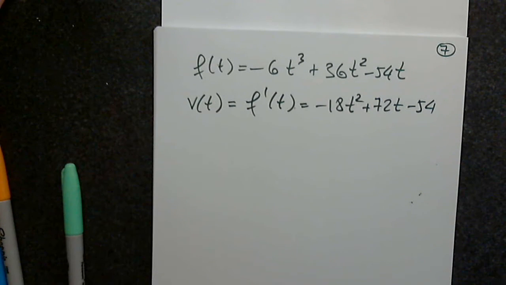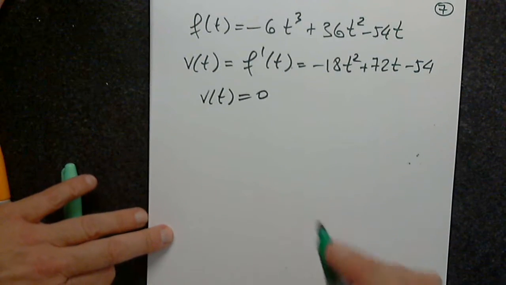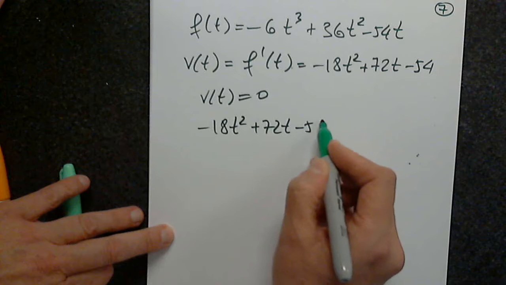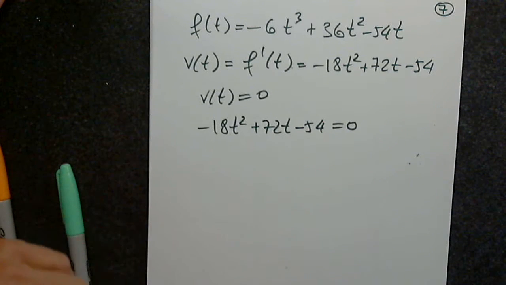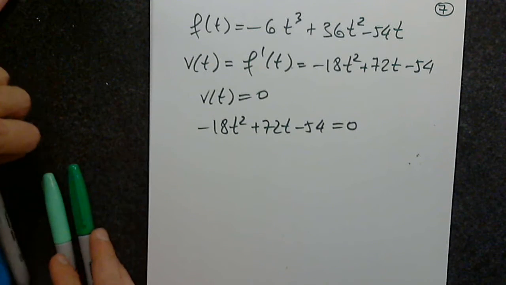When is the particle at rest? So let's find the velocity at time t, I'm sorry. And then when is the particle at rest? When v of t is 0, very good. So negative 18 t squared plus 72 t minus 54 equals 0. How many solutions do you expect? 2, because it's quadratic, very good.